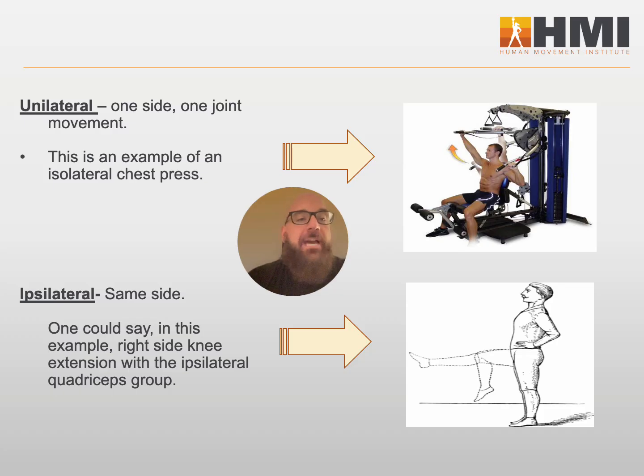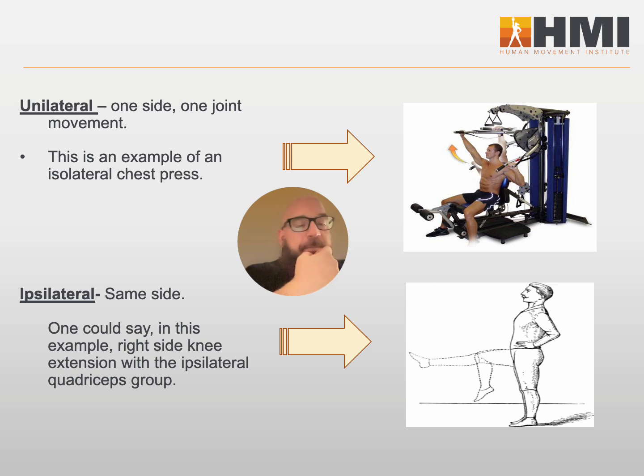All right, we have unilateral, which is going to be one side, one joint. So this guy on the right, he's doing an incline, almost a shoulder press. He's doing one shoulder at a time, this will be unilateral. This will be alternating this way, and then we can do reciprocal, whereas one's going up, the other's going down. It's a little bit more like a piston.